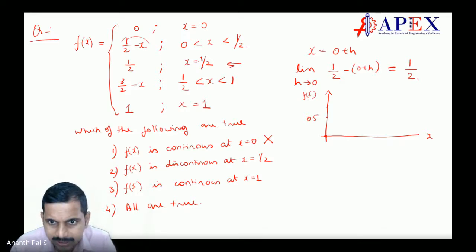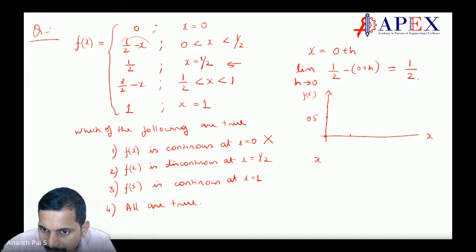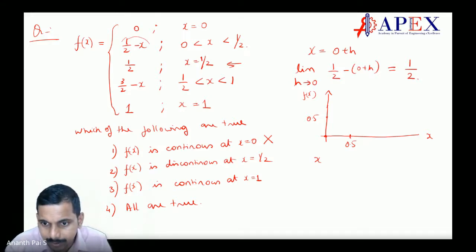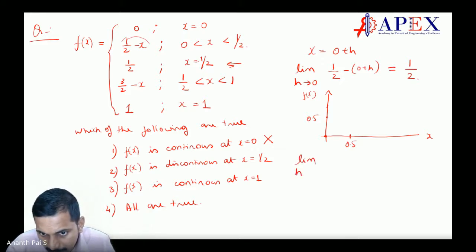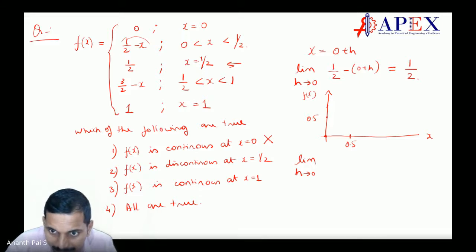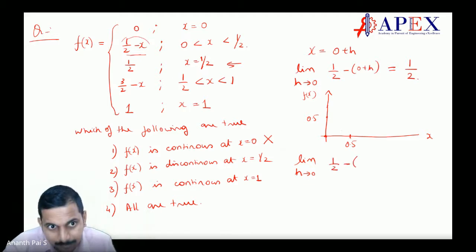Now let us take x is equal to half. So at x is equal to half, we have to check whether it is discontinuous or continuous, correct? So x is equal to half means it's somewhere here, 0.5. So we have to take the left hand limit and right hand limit. Left hand limit is here, right? So let us check out. Limit h tending to 0. So left hand side, what do we have to take? It is half minus h, where x is 0.5, half, correct? Minus h. Makes sense?